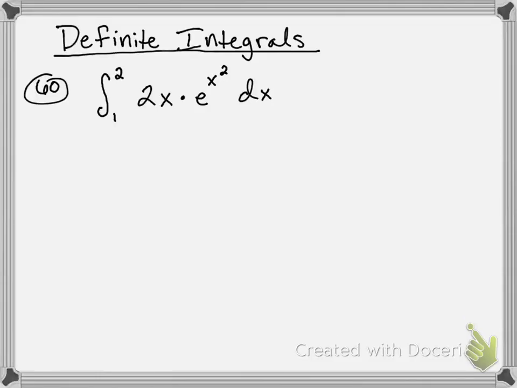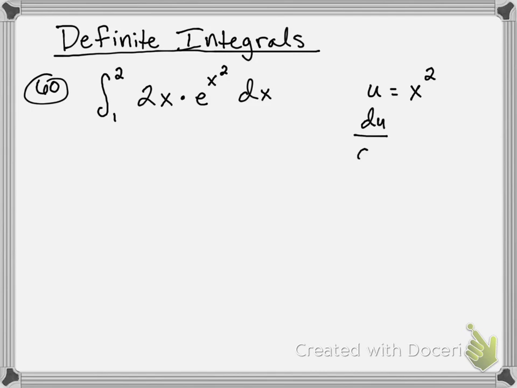All right. So as we look at number 60, it's the integral from 1 to 2 of 2x times e to the x squared dx. Okay, so literally we do the exact same thing that we've been doing if I didn't have that 1 to 2 range in there. So I've got to take the integral of this. I got to use some u substitution. So I'm going to let u be x squared.